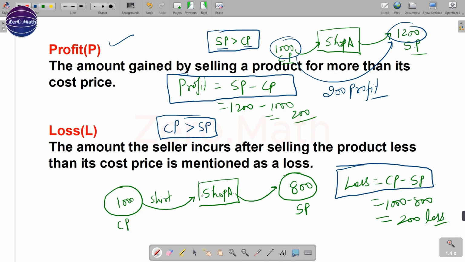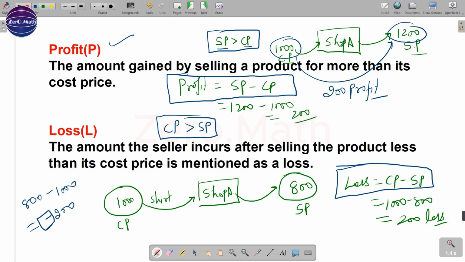Alright, you just need to find the difference, because if it comes out negative, you'll still understand. Suppose you do this. Let's say you subtract 1000 from 800. You didn't check which is CP or SP, and it came out negative. So how did it become 200 negative? What is it indicating here?